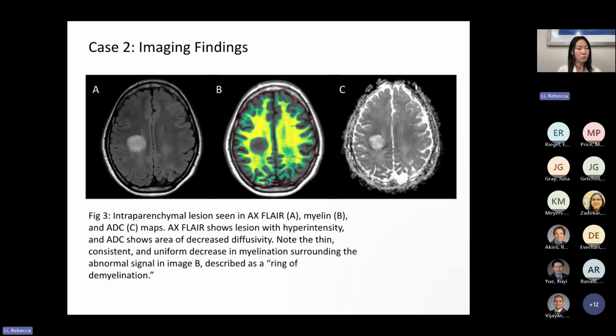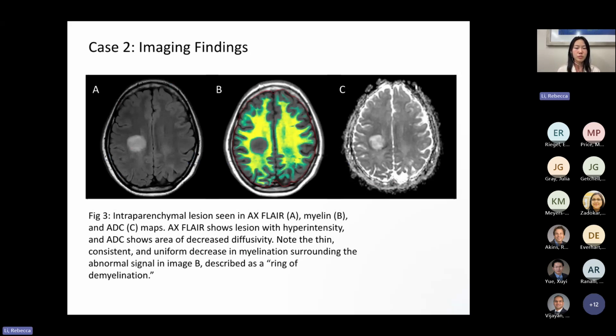However, on the myelin map, we had this very unique finding, which is this ring of demyelination. It's this thin, consistent, and uniform decrease in myelination surrounding the abnormal signal, which gave us more insight that this was actually a demyelinating lesion and not a glial neoplasm.